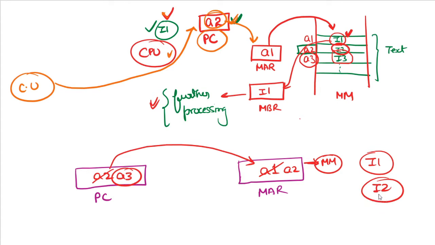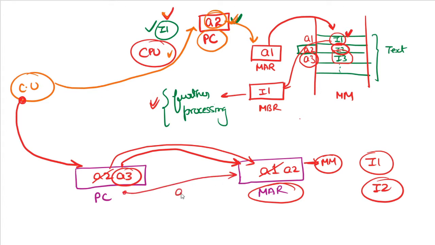When instruction I2 gets completed, the control unit will tell the program counter to send the address of the next instruction that is to be fetched to the memory address register. So this is how the program counter sends addresses to the memory address register: addresses of the next instruction.